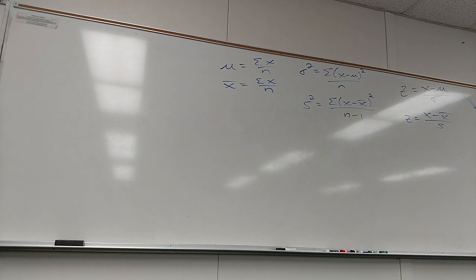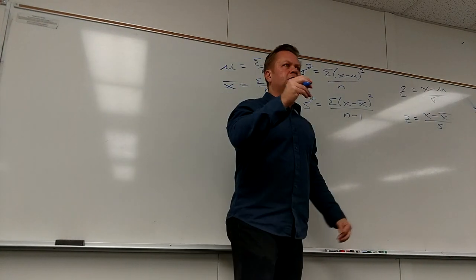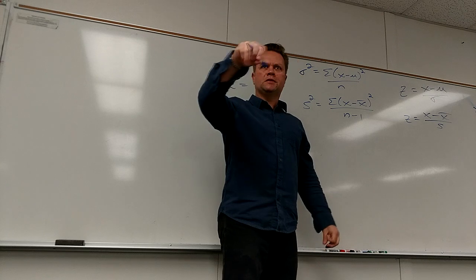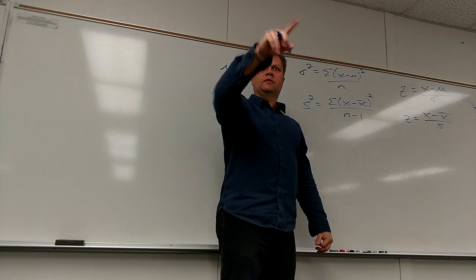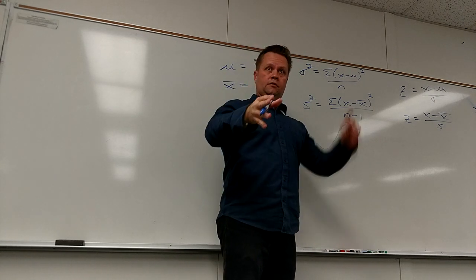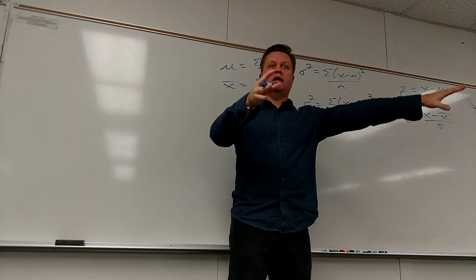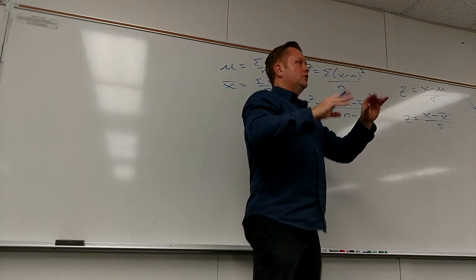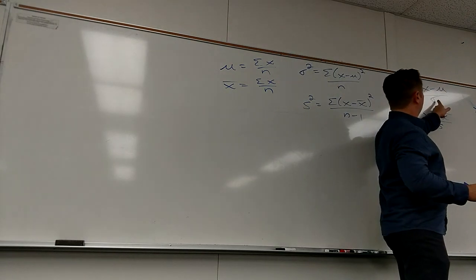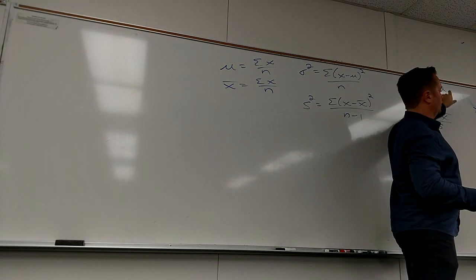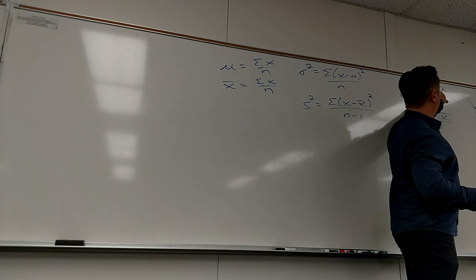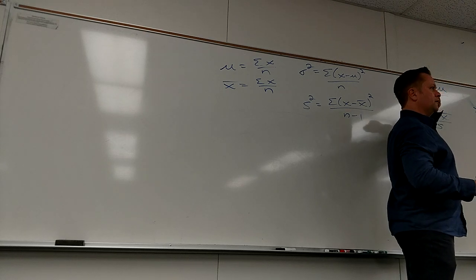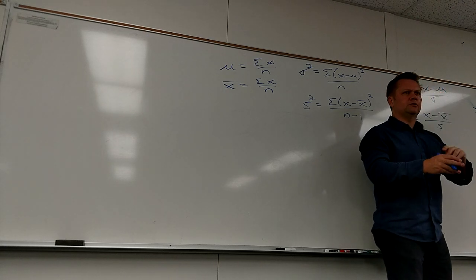Anybody remember what a z-score tells you? The number of something from the something to the something. It's the number of standard deviations away from the mean to a data point. I love it. That's what a z-score tells you. The number of these that fit into this. So the number of standard deviations from the mean to a data point. That's what a z-score tells you.